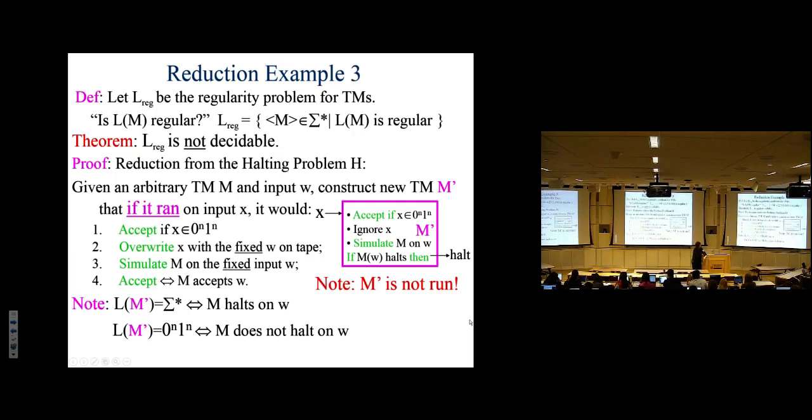So the language of M prime is either all strings or only these strings, 0 to the n, 1 to the n. In other words, either regular, sigma star, or context-free and not regular, 0 to the n, 1 to the n. And this oracle will tell us which is which, and thereby solve the halting problem for us. Another reduction we just did.